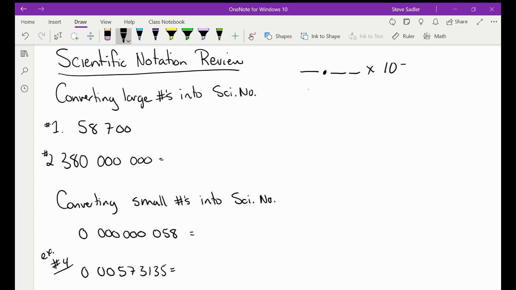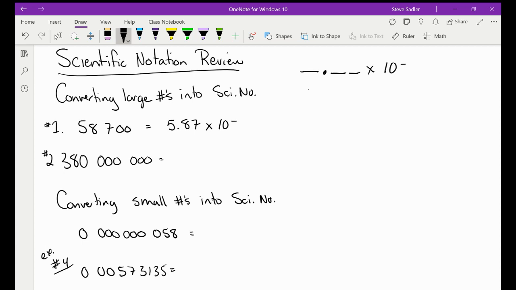Because if you even look at your formula sheet or your data sheet, you'll see that we have things like the speed of light or the mass of the Earth that are really large numbers. And it's such a pain to write a lot of zeros before or after a number, especially if you have to use that number frequently. So converting large numbers into scientific notation. What we want to do is convert this 58,700 into 5.87 times 10 to the something.